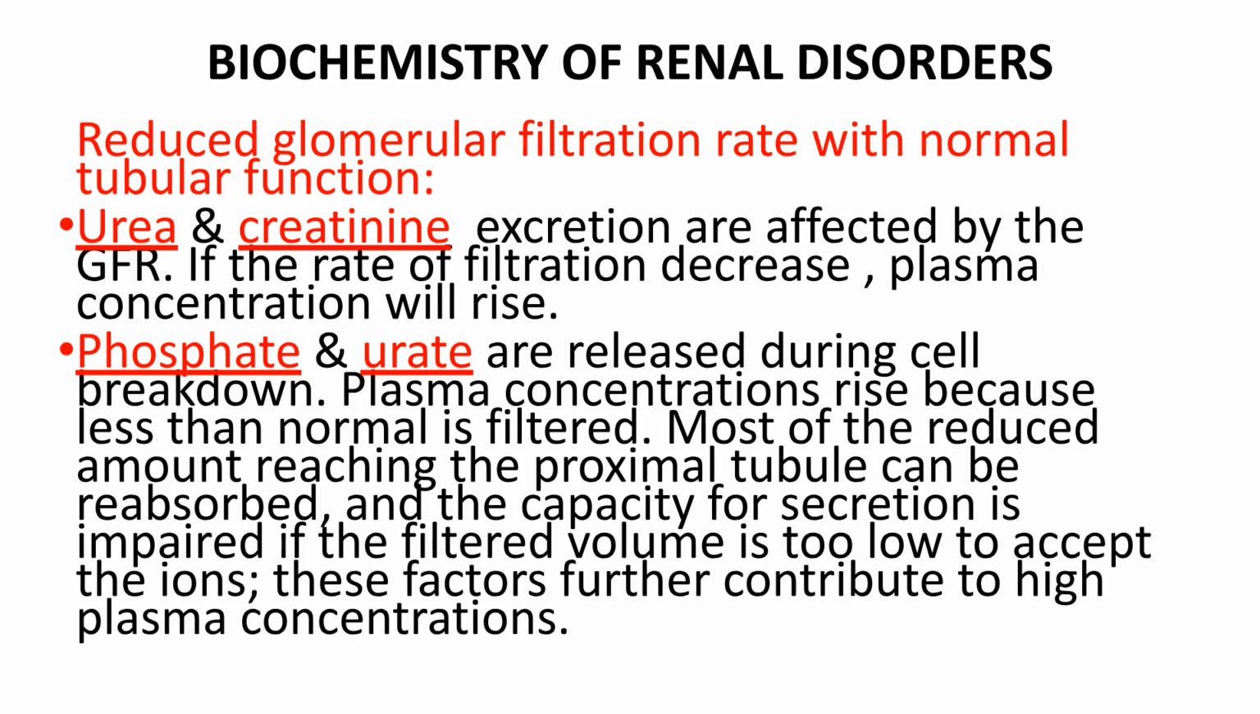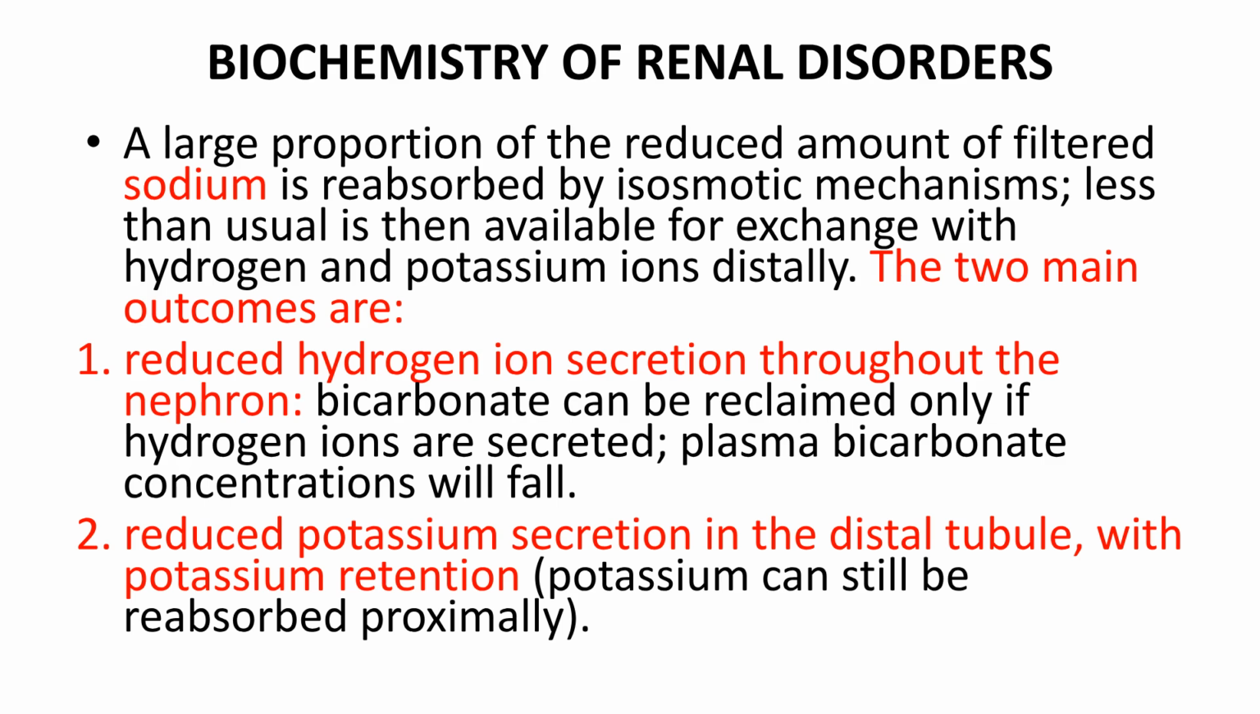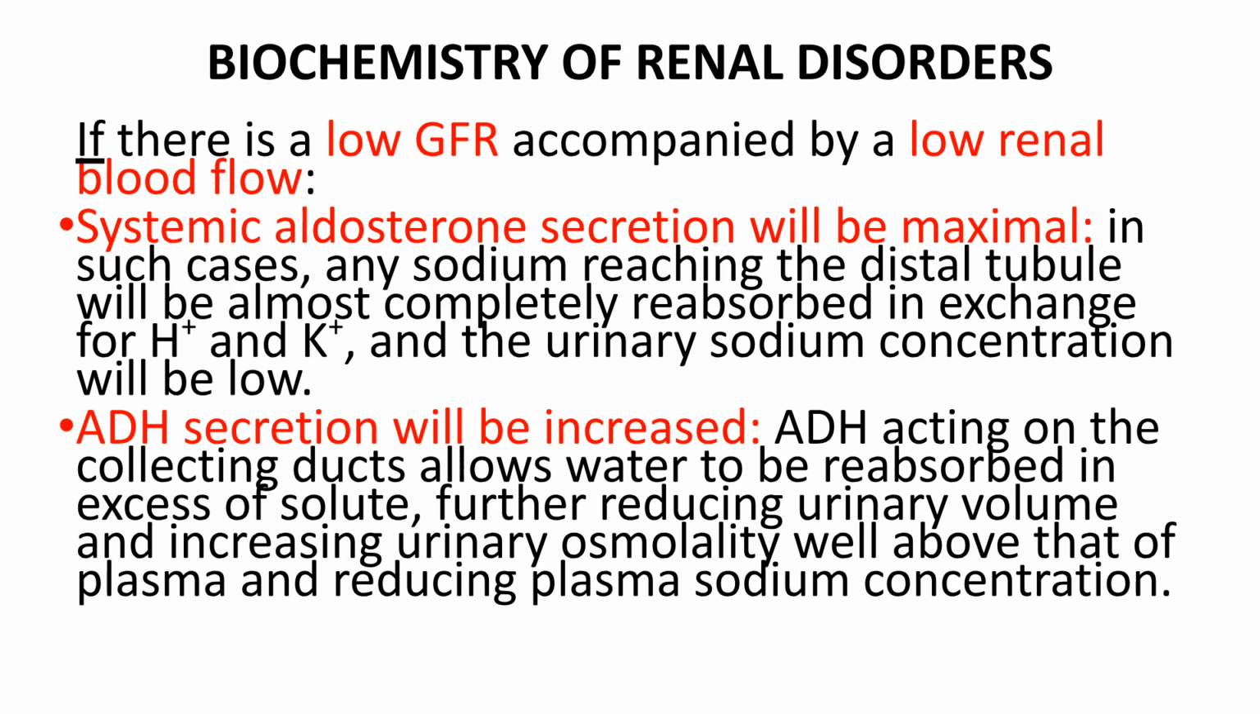The impact on plasma and urine depends on the extent of glomerular versus tubular dysfunction and the number of nephrons involved. With a reduced glomerular filtration rate and normal tubular function, the plasma concentrations of urea and creatinine will rise. Phosphate and urate also increase because less is filtered, and reabsorption capacity is reduced. When GFR is low, a large amount of filtered sodium is reabsorbed by isosmotic mechanisms. This results in reduced hydrogen ion secretion, lowering plasma bicarbonate, and reduced potassium secretion, leading to potassium retention.